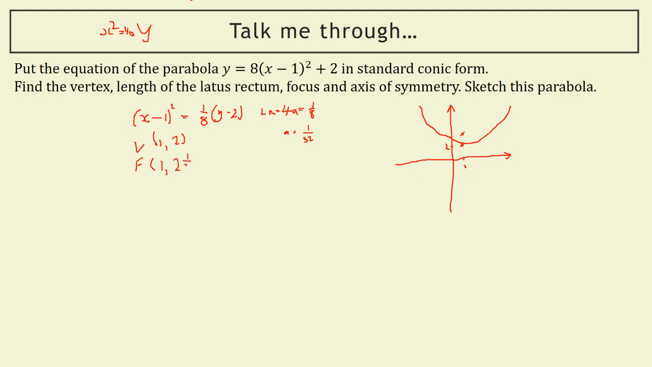Yeah, it would, wouldn't it? Because we've got the focal length is that distance there, and that distance there is A. We know A is 1 over 32, so it's moved up an extra 1 over 32 from the 2 it was originally at the vertex. Yeah? So once you've got that, and the axis of symmetry, what's the equation of the axis of symmetry?